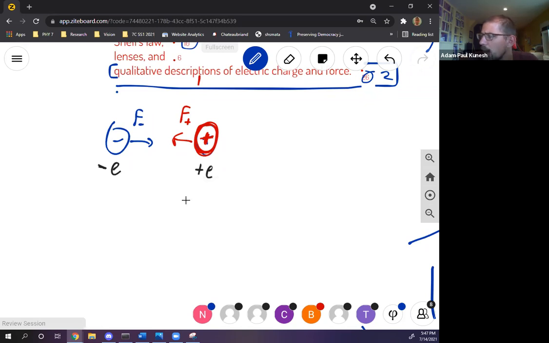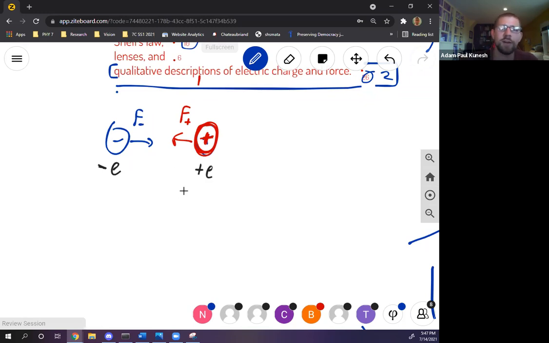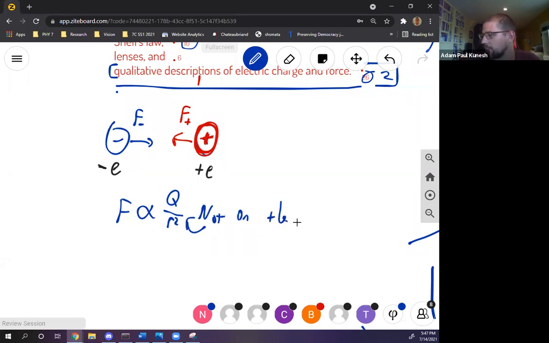So I would say even this is beyond the level of what I would expect on the exam. However, I'll write it just for fun. So the force is proportional to the charge, and it's inversely proportional to the square of the distance. Again, this is not on the exam. I'm looking only for qualitative knowledge. What else? I think in terms of electric charge and force, that's honestly pretty close to it.